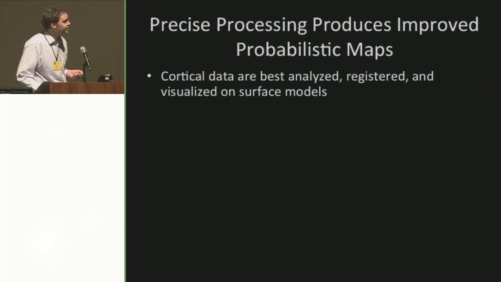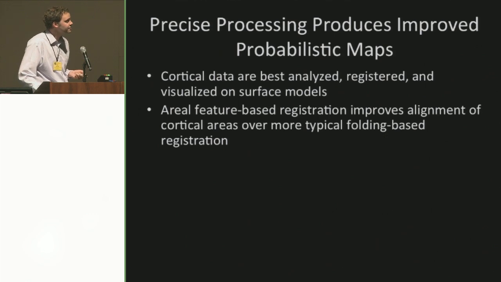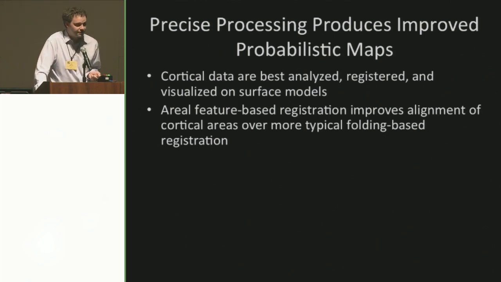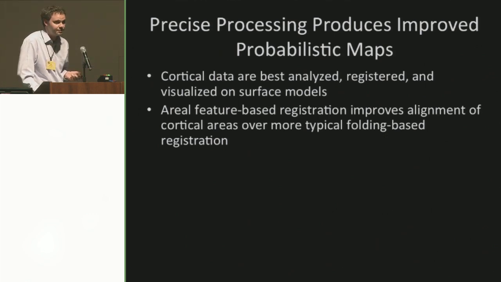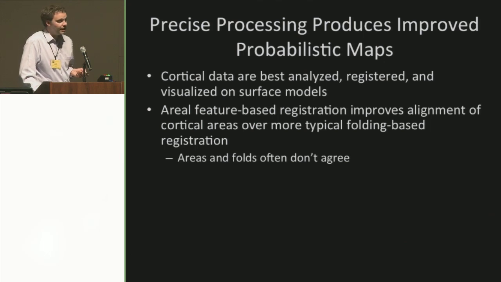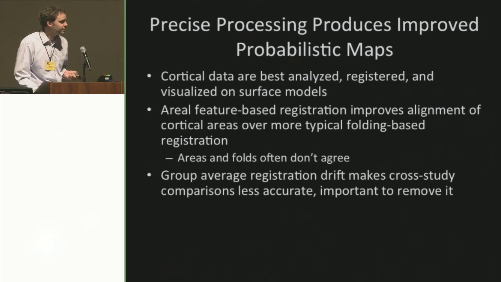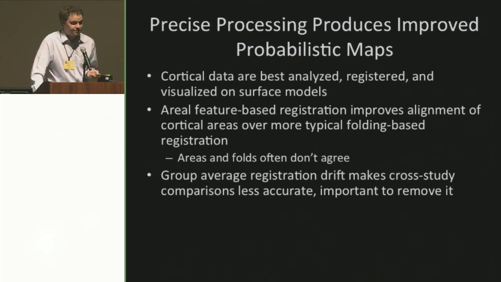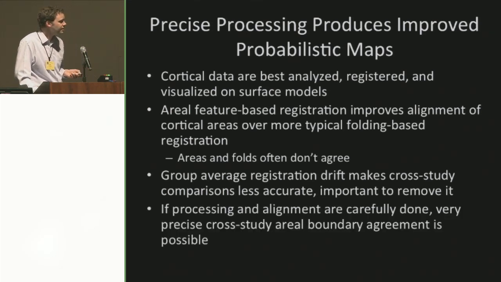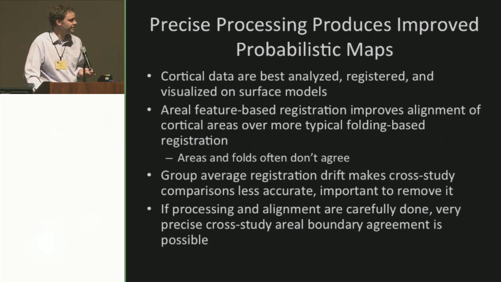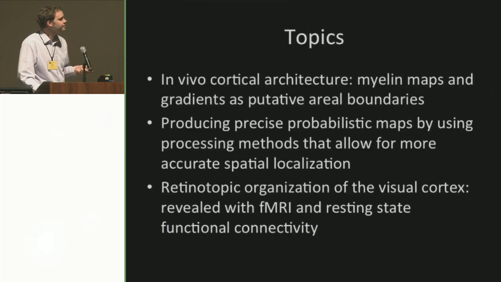Cortical data are best analyzed, registered, and visualized on surface models. Areal feature-based registration improves the alignment of cortical areas over more typical folding-based registration. Areas and folds often don't agree. Sometimes they do, though. Group average registration drift makes cross-study comparisons less accurate, so it's worth removing it. And if we do our processing and alignment carefully, we can make very precise cross-study areal boundary comparisons.